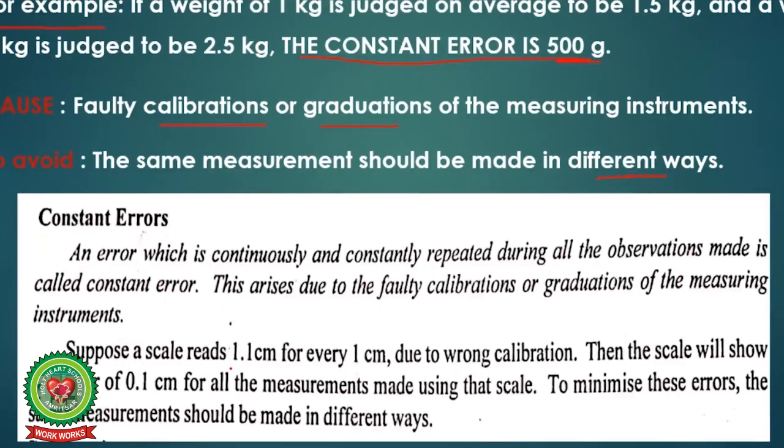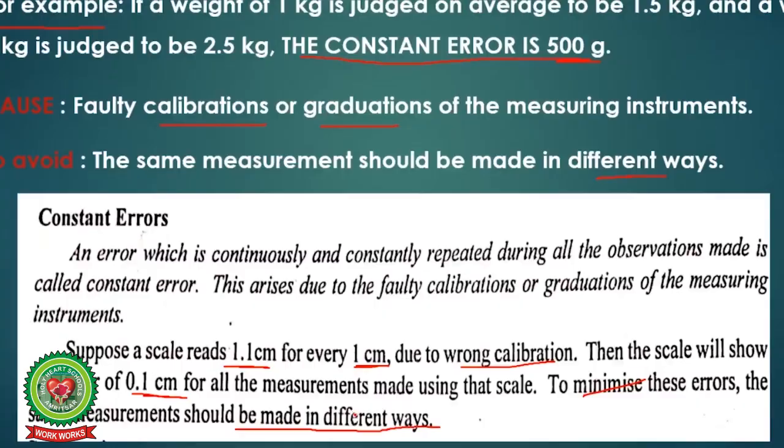And they have taken an example. Suppose a scale reads 1.1 for every 1 centimeter. It is reading 1.1 for 1 centimeter due to wrong calibration. So this 0.1 is a constant error of this scale. To minimize, you should make measurement in different ways.